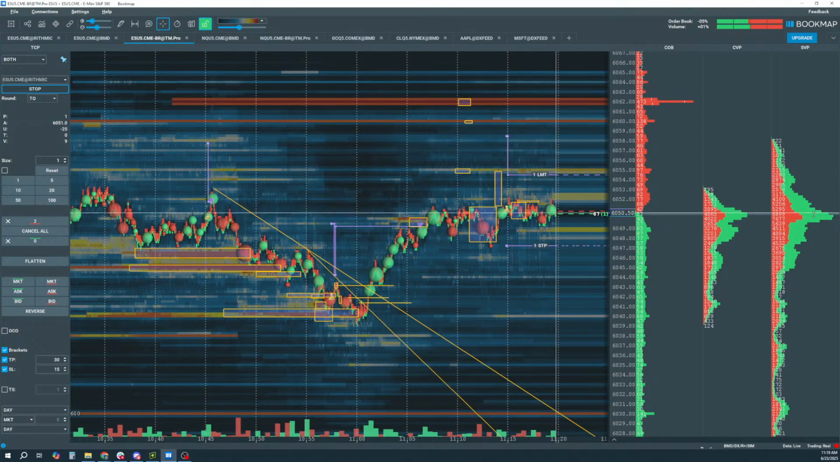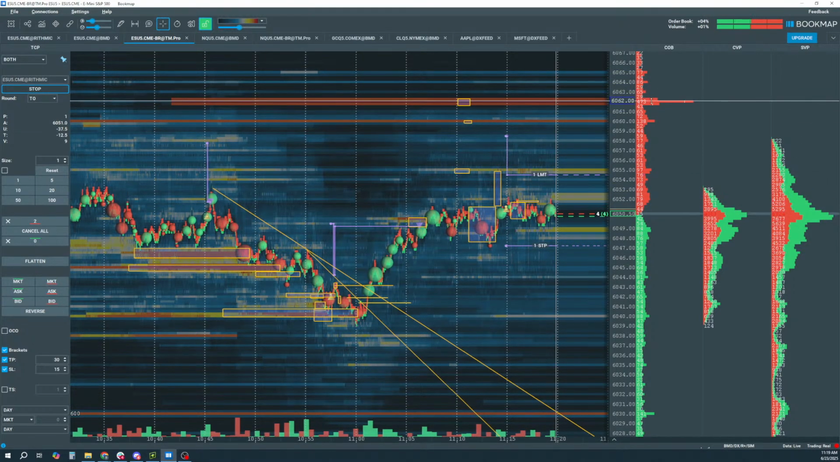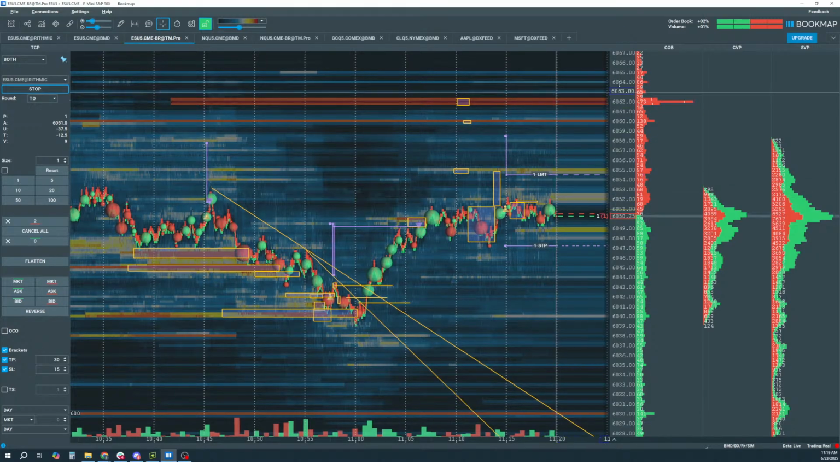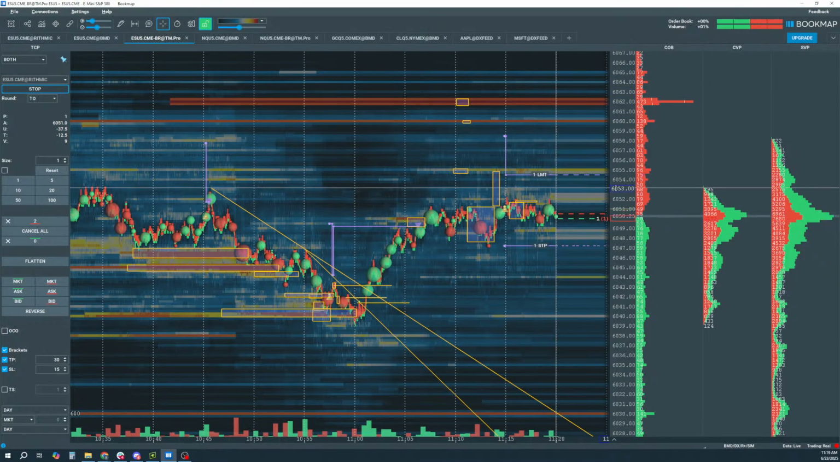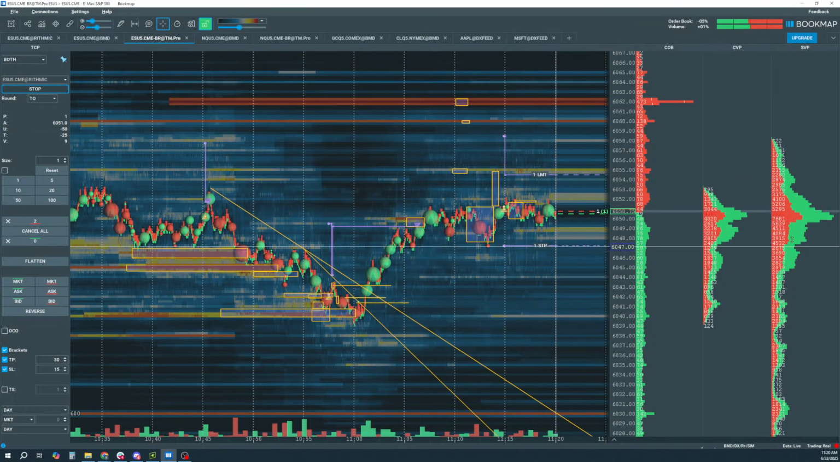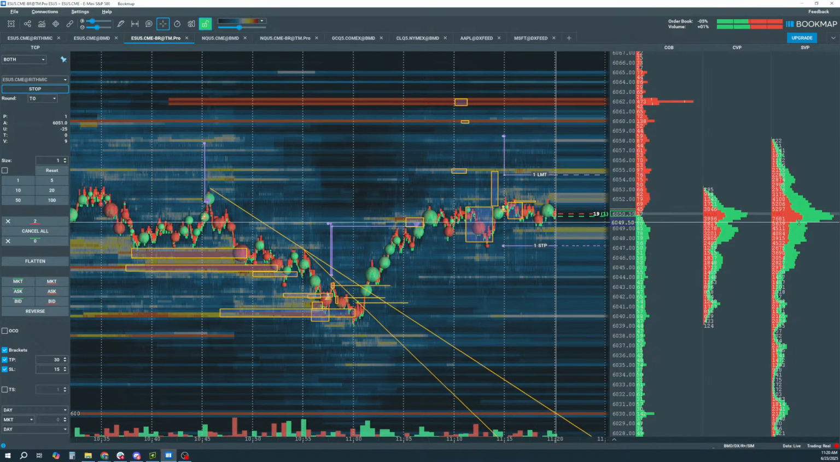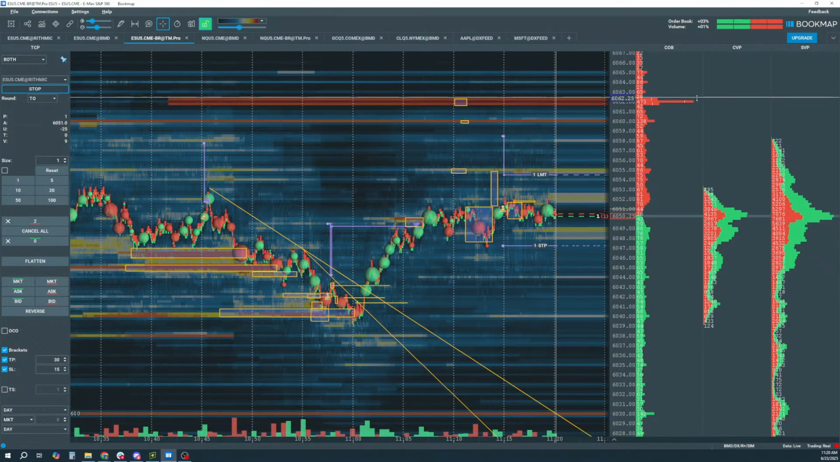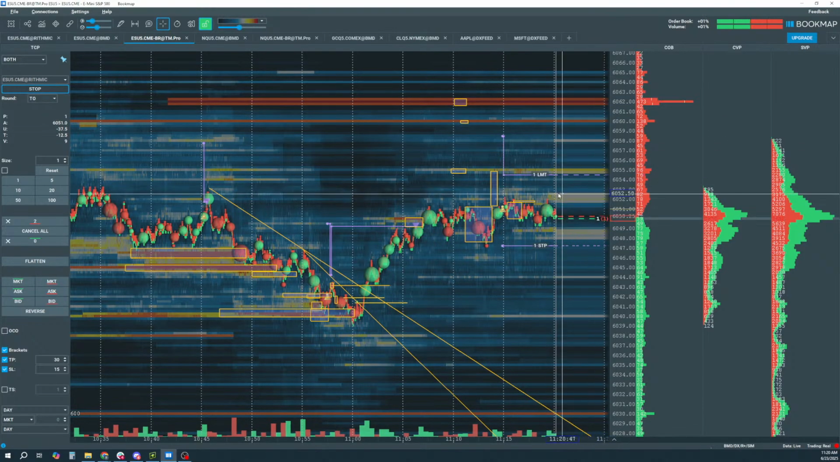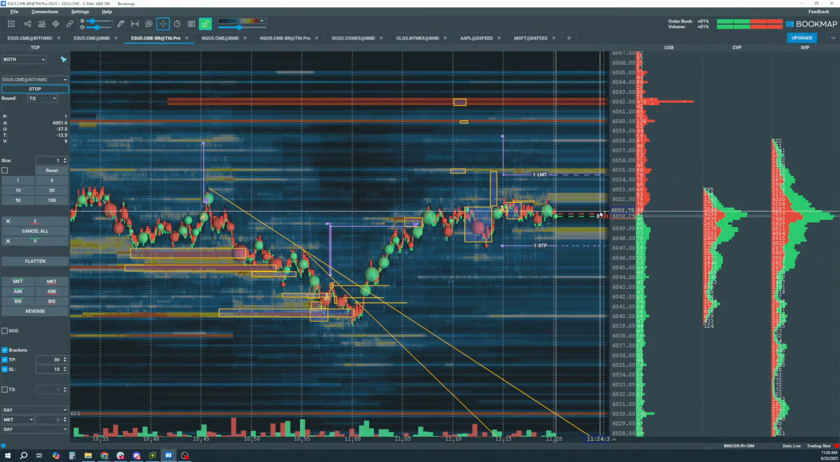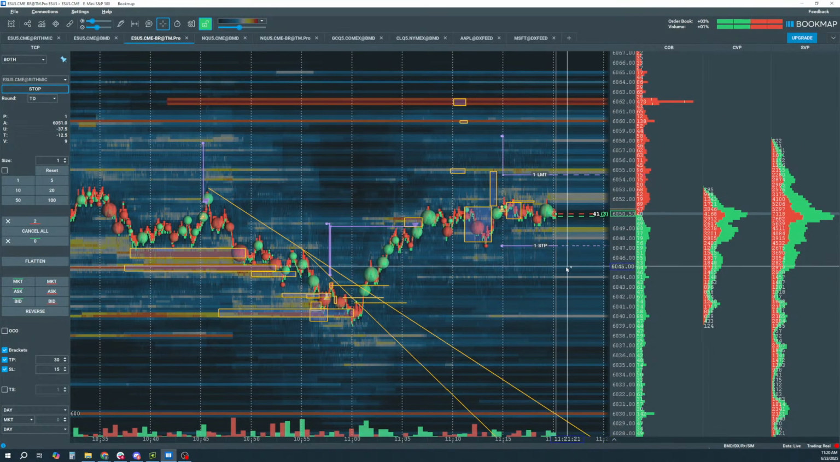Okay, so what if the high volume node was up here though? Then yeah, I would say we're likely coming up to 62, right? More likely. What if this was more like a volume profile like this in here, and the high volume node is up here? Yeah, I would look for the buyers to reach 62. That would be more likely.